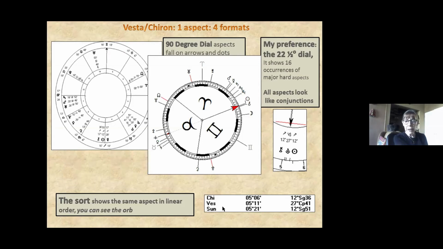Now, the sort will give us the same information, but in linear form, linear order. And you can see the orb. We can see that he's got the Chiron, Vesta, and Sun all within 15 minutes of each other. And that's the value of the sort. That not only can you see the aspect, but you can see the orb. And as you can imagine, that's super useful for progressions and for solar arcs.